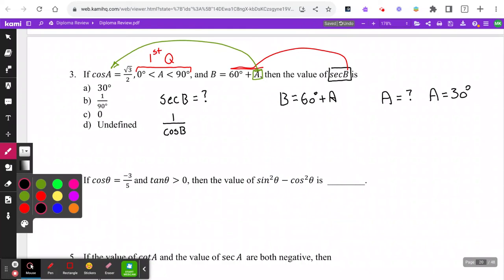This means that B is 60 plus A. So B equals 60 degrees plus 30 degrees. B is 90 degrees. Now, I can go ahead and figure out what 1 over cos of B is. Cos means x value at 90 degrees. If I look at 90 degrees, it's straight up. That has an x value of 0. That means my answer is undefined.